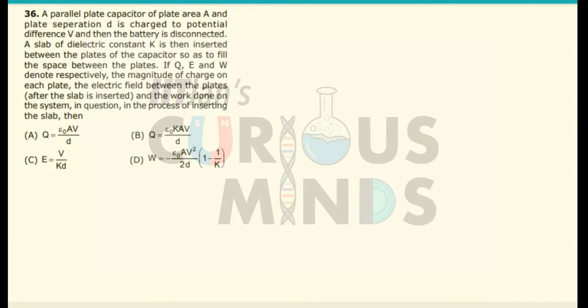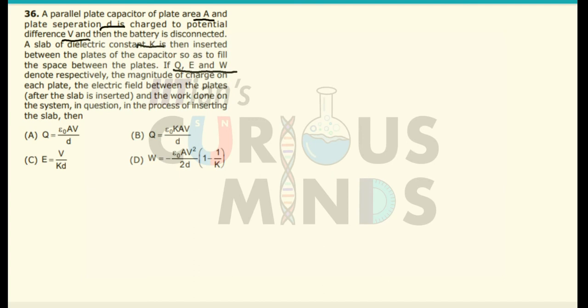A parallel plate capacitor of area A and plate separation D is charged to potential V, and then the battery is disconnected. A slab of dielectric constant K is inserted between the plates of the capacitor so as to fill the space between the plates. If Q, E and W denote respectively the magnitude of the charge on each plate, the electric field between the plates after the slab is inserted, and the work done on the system in the process of inserting, then which of the following options are correct?